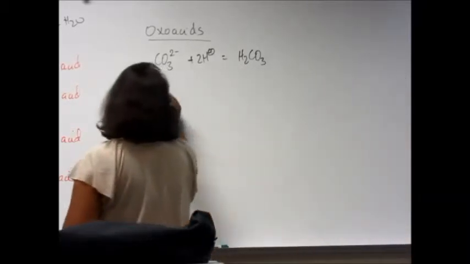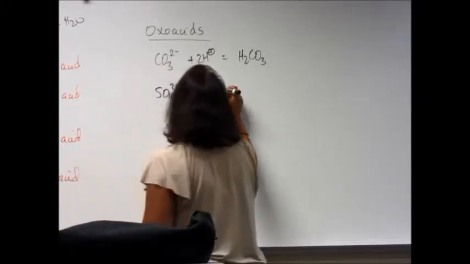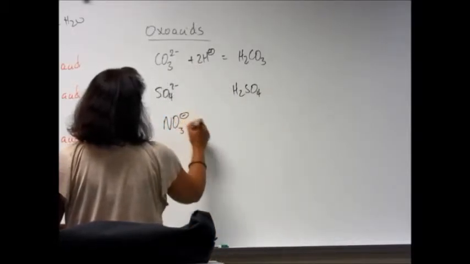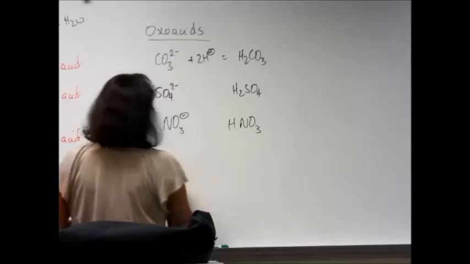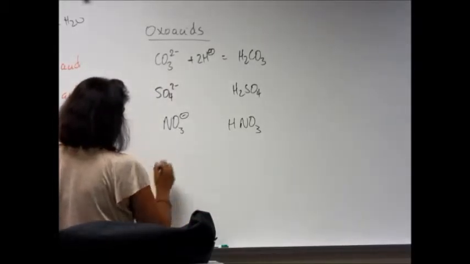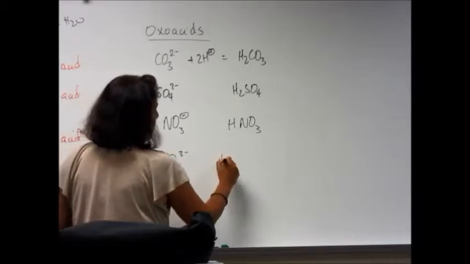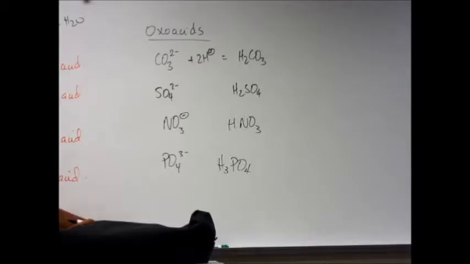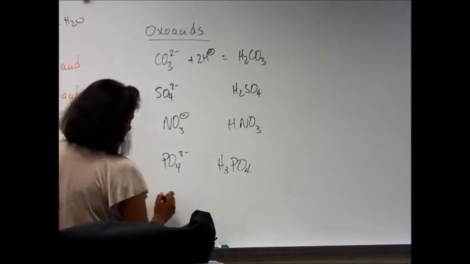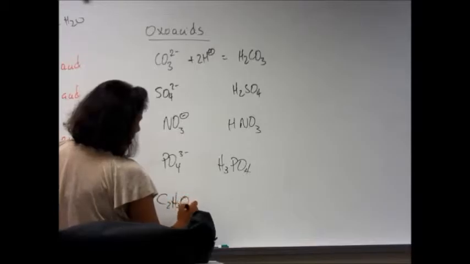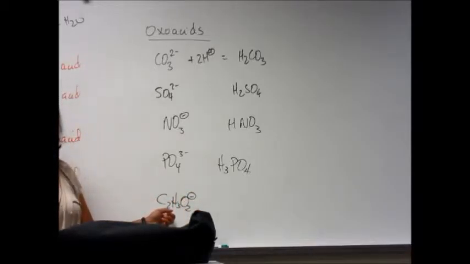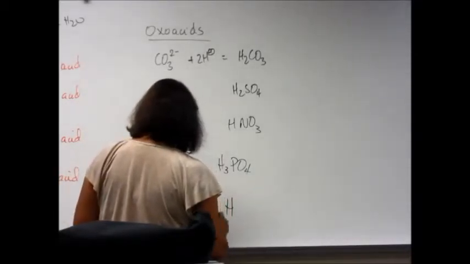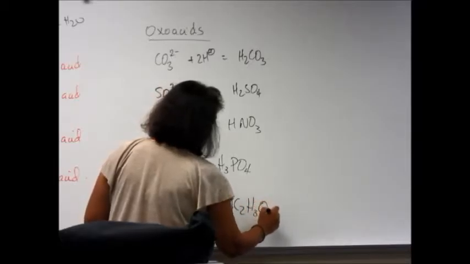That's how it works. So let me write the other ones also. Here you have sulfate, 2 minus, and this will become H2SO4. You have NO3 minus, that will become HNO3. Then there is PO4 3 minus. That will become H3PO4. These are some of the common acids that you will encounter, so I'm writing them. And then there was the C2H3O2 minus. Do you remember this one? Acetate. The weirdest one is the acetate. And this is HC2H3O2.